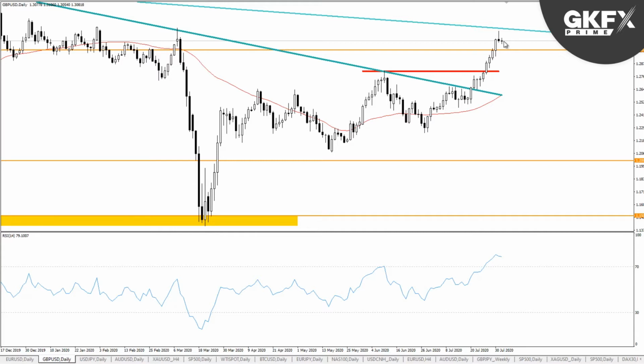I don't always mention that because you're almost necessarily overbought when you're in an uptrend, but still it's another consideration for why there might at least be a pullback, if not a trend reversal.